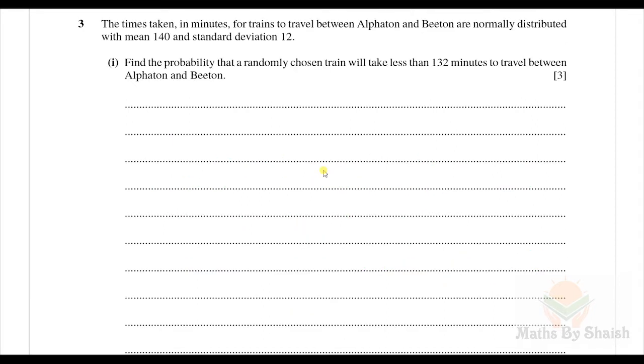Let's do the next part. Here is the third question. The time taken in minutes for trains to travel between Alphaton and Beaton are normally distributed with mean, that is mu, 140 and standard deviation, that is sigma, as 12. Since it is a time, we can take the random variable t also. In place of x we can take t, and this is normally distributed with mean 140 and sigma is 12, so variance is going to be 12 square here. Find the probability that a randomly chosen train will take less than 132 minutes.